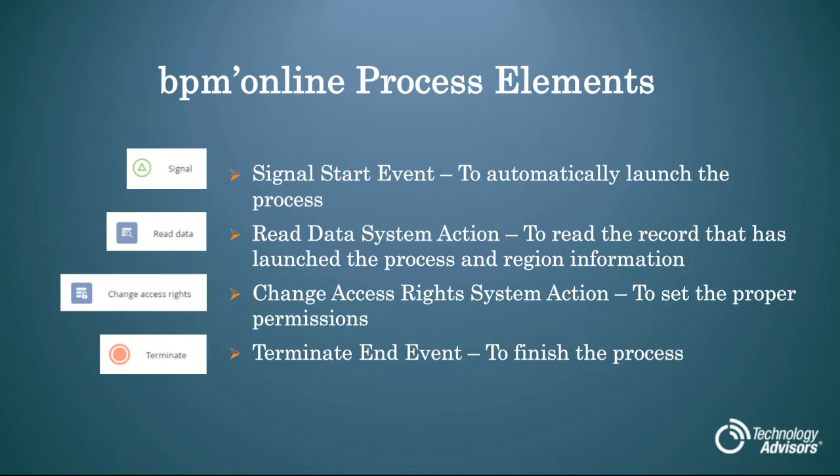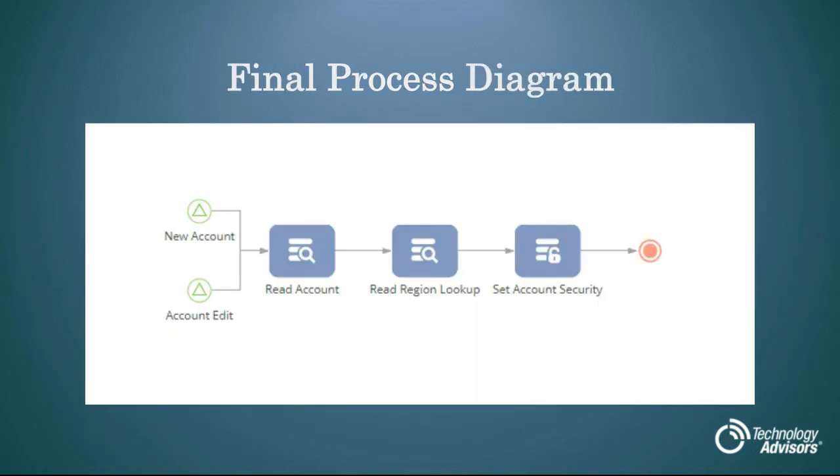From there, we'll be using the change access rights system action to actually set those permissions. So like I mentioned, it's going to read the organizational role that's associated with that lookup entry. It's going to target that role when applying its new access rights. And then lastly, we'll close with the terminate end event, which will let the process know that it's finished running. I think my next slide has a picture of what the process is going to look like once we're finished. It's actually going to be pretty simple, but I'll build it from scratch here in just a second.